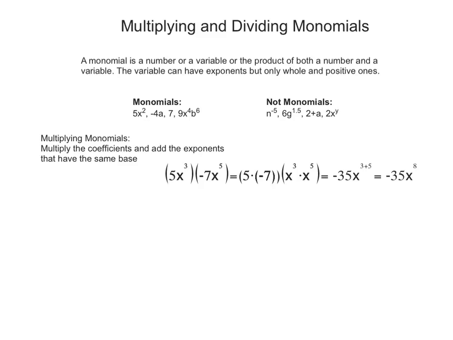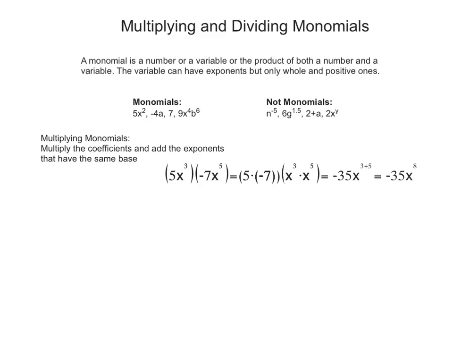Multiplying and dividing monomials. A monomial is a number, or a variable, or the product of both a number and a variable. The variable can have exponents, but only if they are whole and positive. Below I listed some monomials and examples that are not monomials.